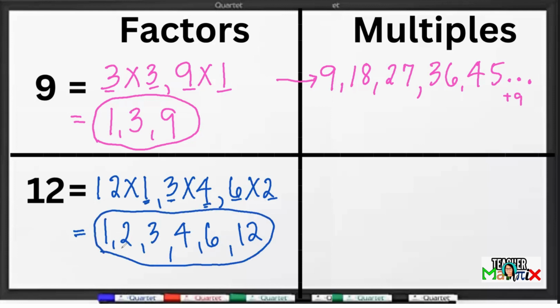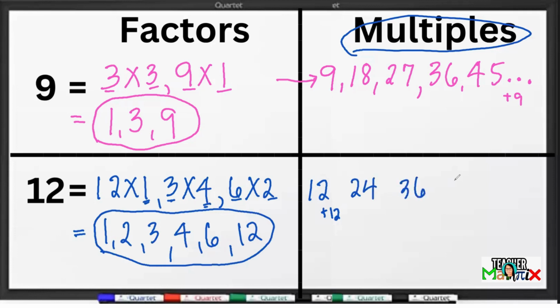Now, how about multiples? Just simply put 12, then plus 12, 24, 36, 48, 60. So we see the difference.